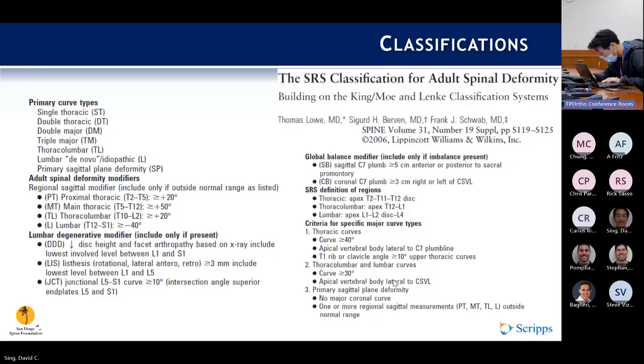Building upon the previous King and Lenke AIS classifications, this 2006 paper was one of the first to adapt it for the adult, and also focused more on degenerative aspects, including stenosis, spondylolisthesis, as well as rotational subluxation. They again went with the 6 major types of coronal curves.